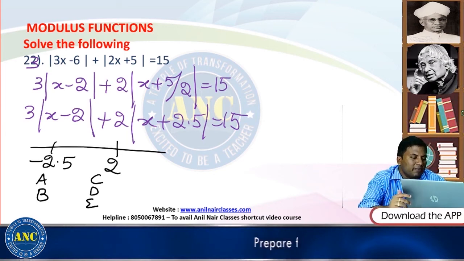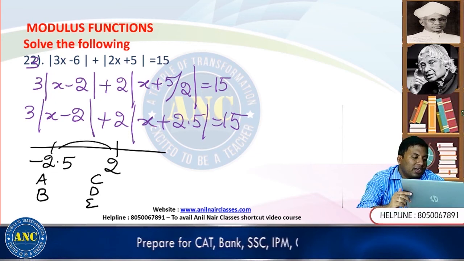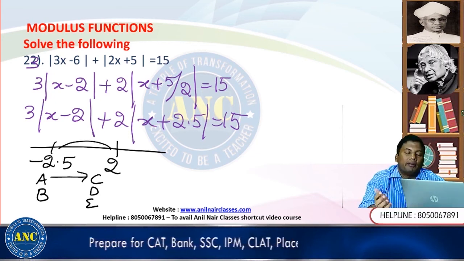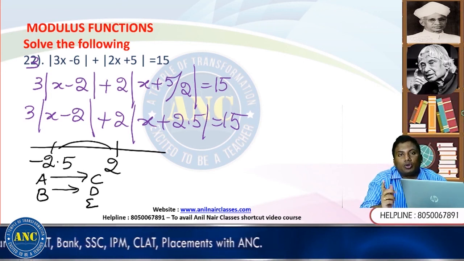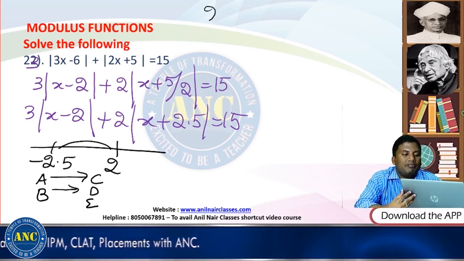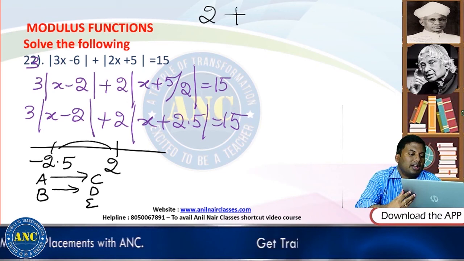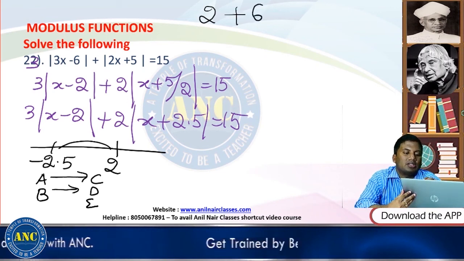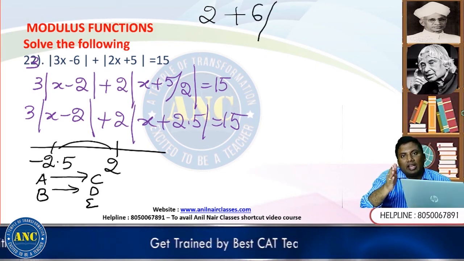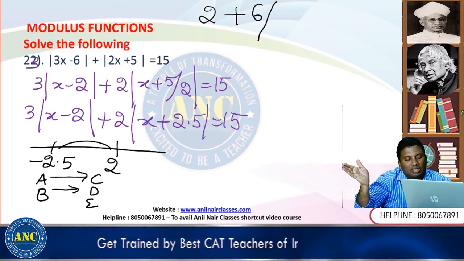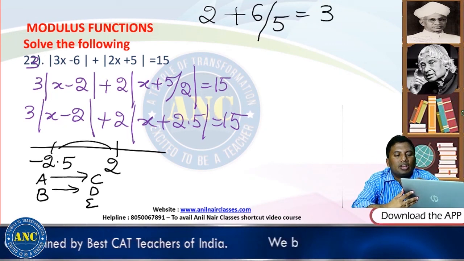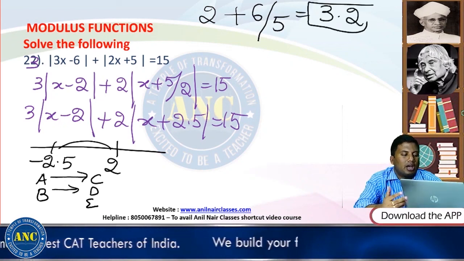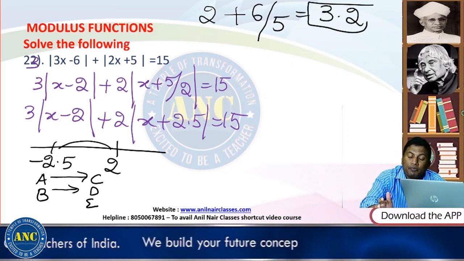Now it is easy. 2 minus minus 2.5 is 4.5. He will travel 4.5. He will also travel 4.5. 4.5 into 2 is 9. Out of 15, 9 already traveled. Remaining 6 units need to be traveled. A reaches C, B reaches C, so 5 people are going, which is 6 divided by 5 is 1.2. I hope this idea is clear.